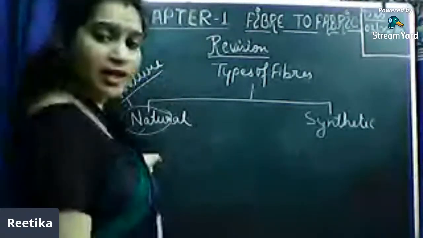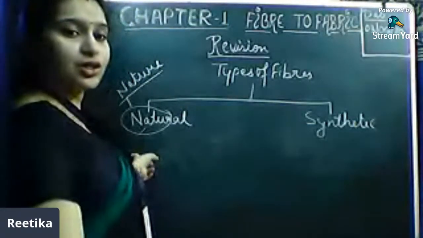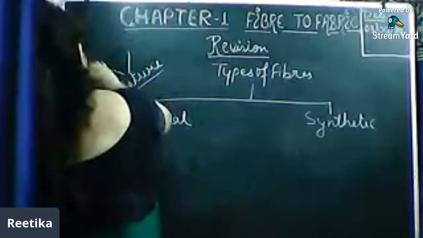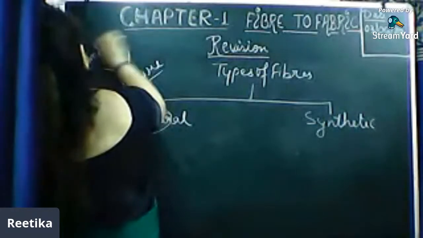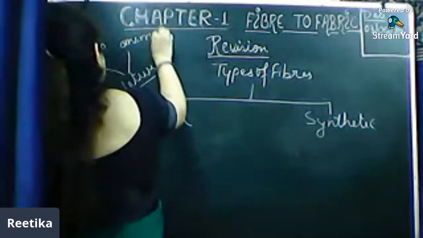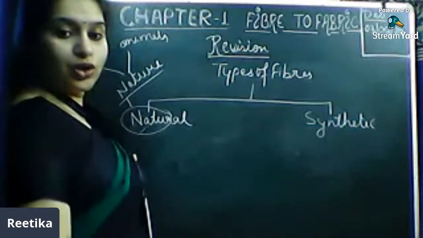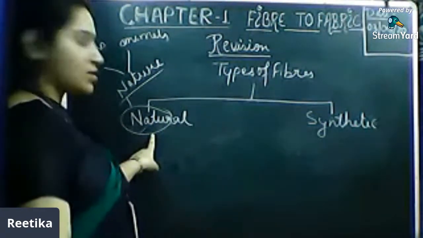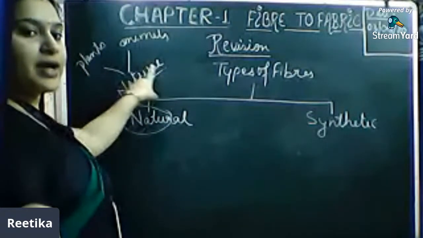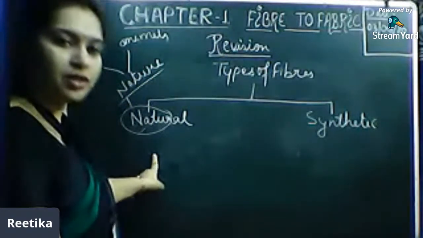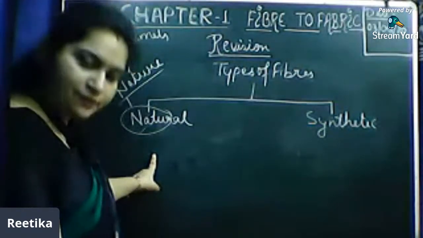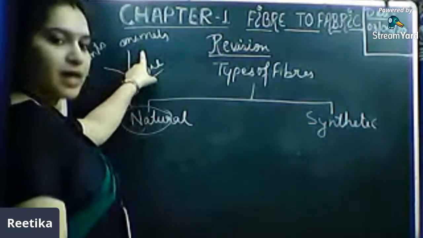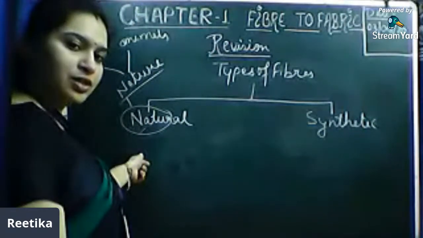And what is there in nature? Nature includes plants and animals. Isn't it? So any fiber that is obtained from plants and animals is called natural fiber.